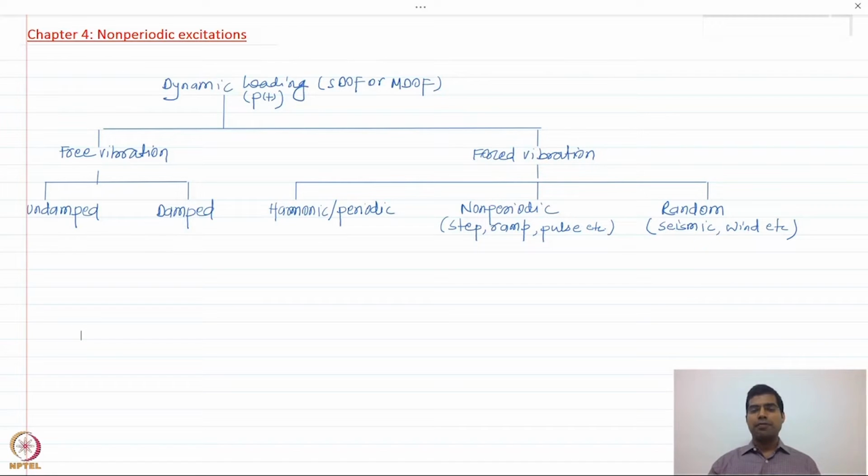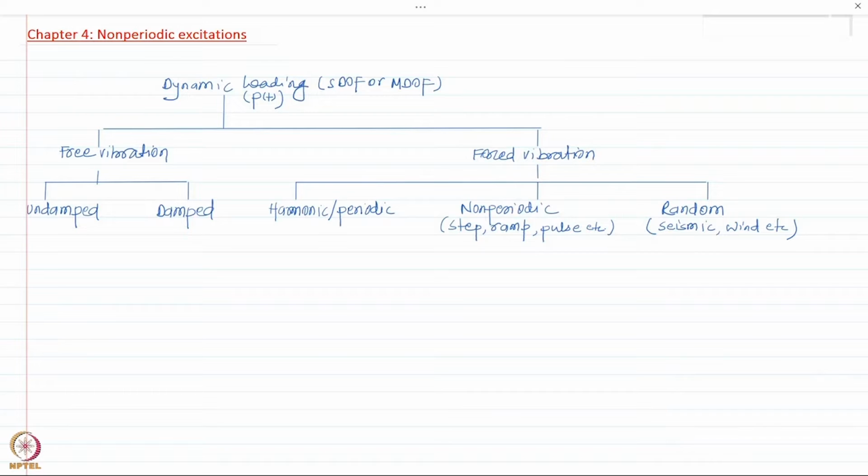there are several other types of loading which may not be described using harmonic loading. Examples could be step loading, pulse loading, and other types of forces. So what we are going to start today is how to obtain the response of a single degree of freedom system subject to arbitrary excitation. Okay, so let us get started.